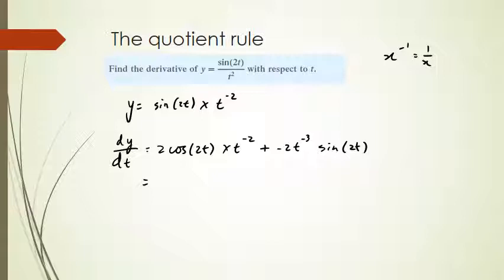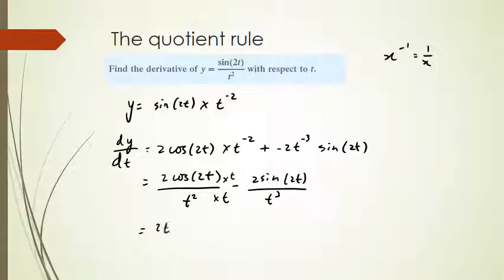So then we get 2 cos 2t over t squared minus 2 sine 2t over t cubed. Then if you wanted to put it together, on the cos one we need to times both of them by t, so the bottom's the same. So then we get 2t cos 2t minus 2 sine 2t over t cubed. So you can see it's the same.